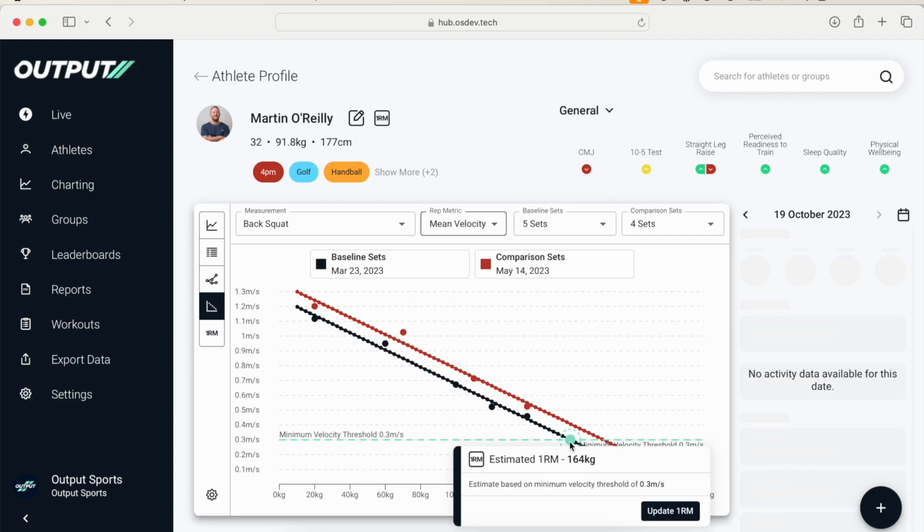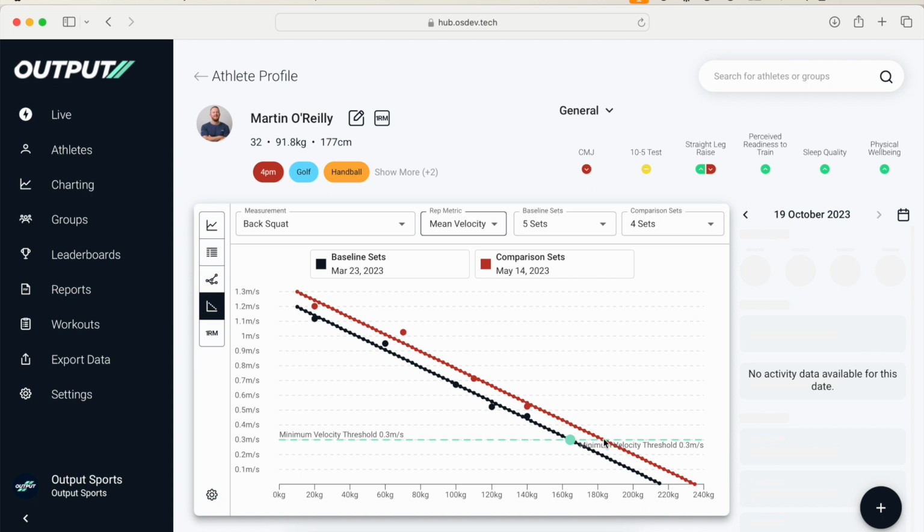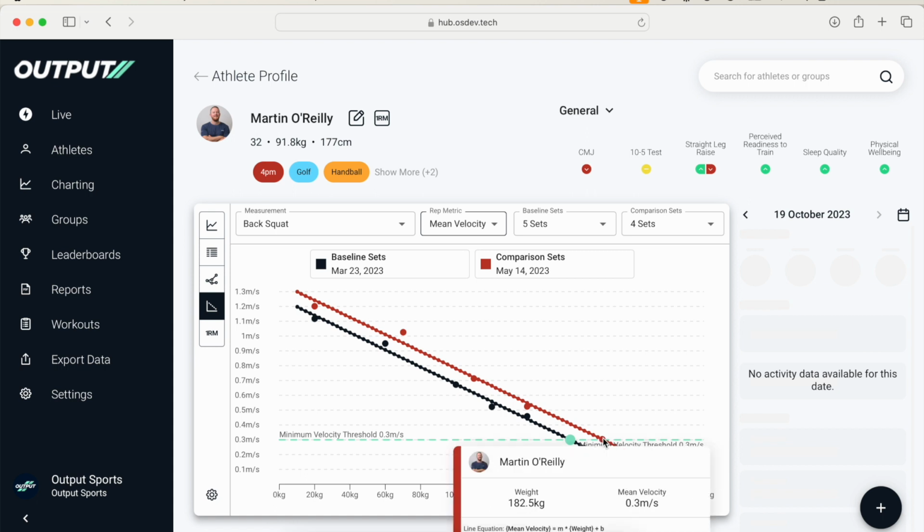And what we can see very easily is if we look at his estimated 1RM, previously it was 164 kilograms. Now at the end of this training cycle, we can see that this has moved up to 182.5 kilograms. So massive improvements for Martin. And we can see that although he's moving weight at the same speed, he's moving more weight, which is more important. So we can see that his training focus has shown true in his results here.